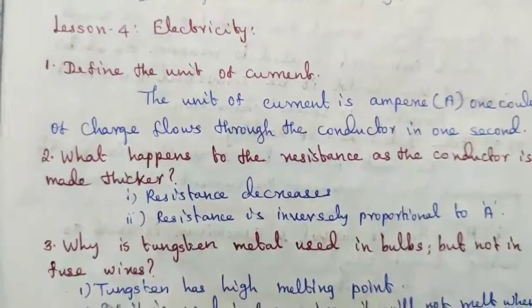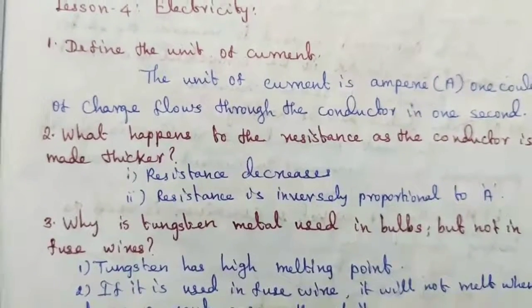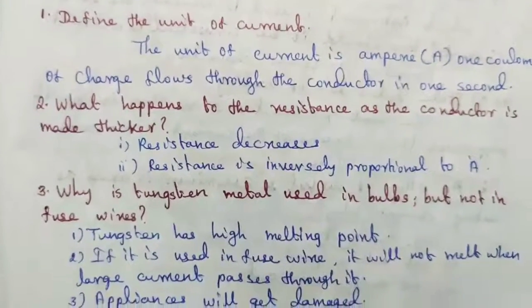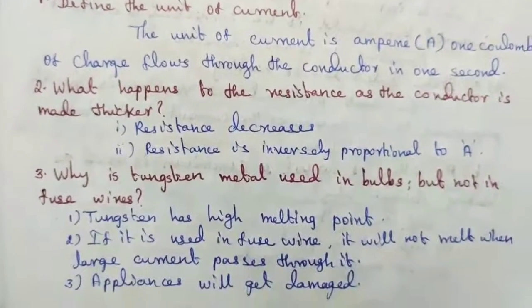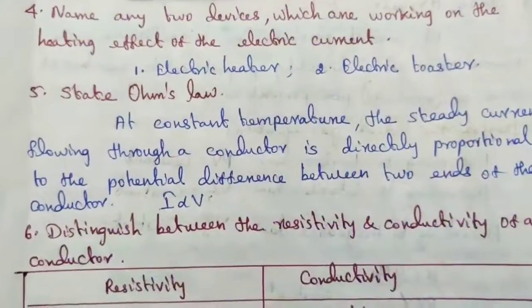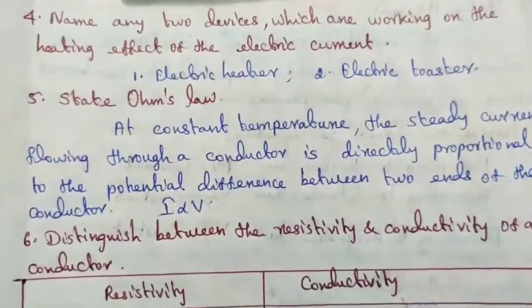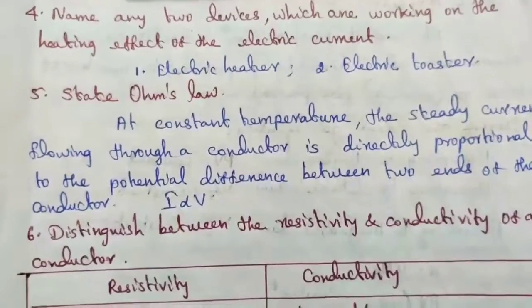Why is tungsten metal used in bulbs but not in fuse wires? Tungsten has a high melting point. If it is used in fuse wire, it will not melt when a large current passes through it. Appliances will get damaged. Name any two devices which are working on the heating effect of the electric current. Electric heater and electric toaster.